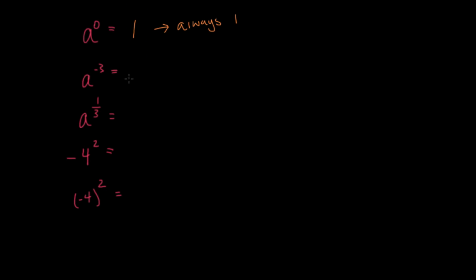So the next one we have is a to the negative third. Whenever we see something with a negative exponent, we just take the entire problem and we put it underneath 1. But the negative becomes positive, so you can write a to the third. So what we essentially did was take the reciprocal of the original fraction.